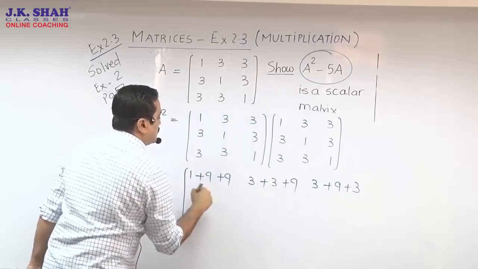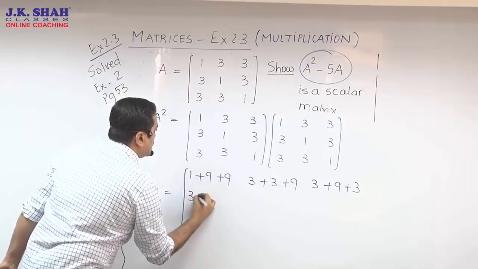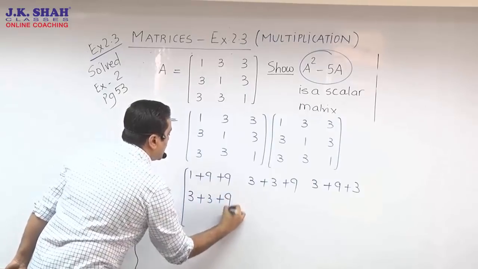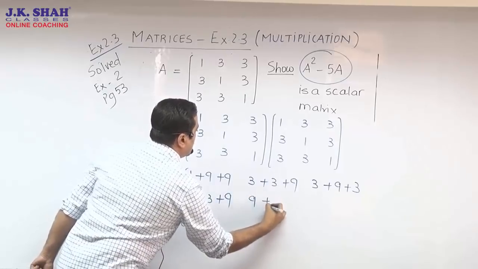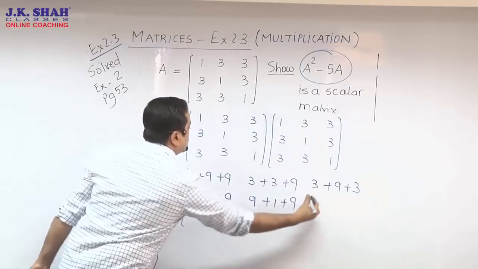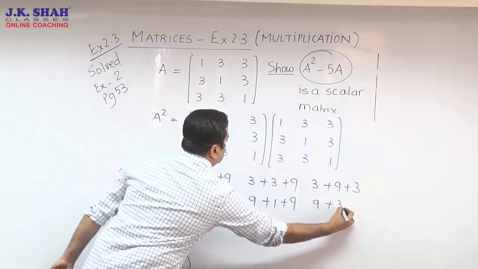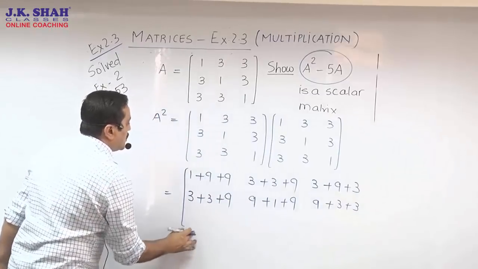R2 C1, एक एक एलिमेंट चेक कर लो. R2 C1, 3 plus 3 plus 9. R2 C2, it's 9 plus 1 plus 9. R2 C3, it's 9 plus 3 plus 3. Check, check, check please. Check the answer what you have got.